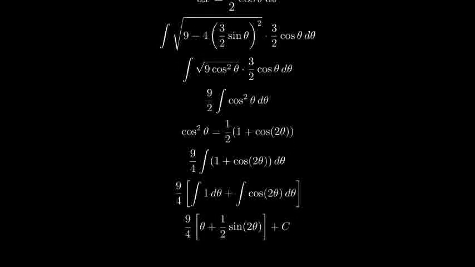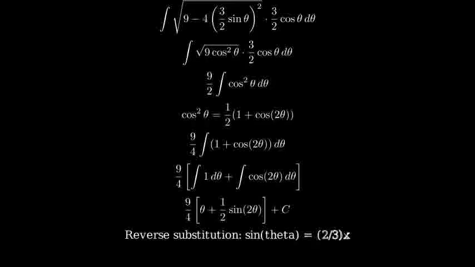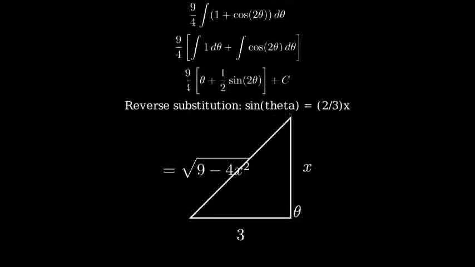Now, let's reverse the substitution and express the answer in terms of the original variable x. Recall that x equals 3 halves times sine theta. This implies that sine theta equals 2/3 times x. Using this, we can draw the right triangle representing our original trigonometric substitution to help visualize our variables.